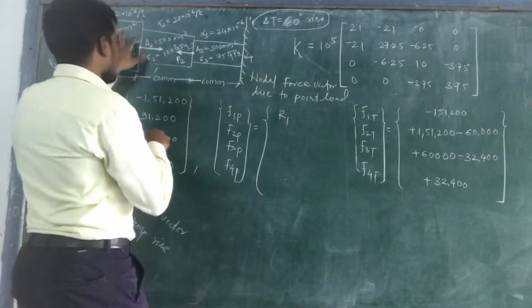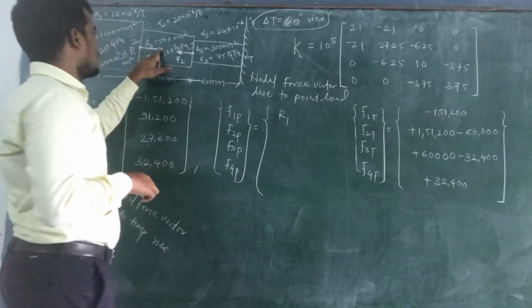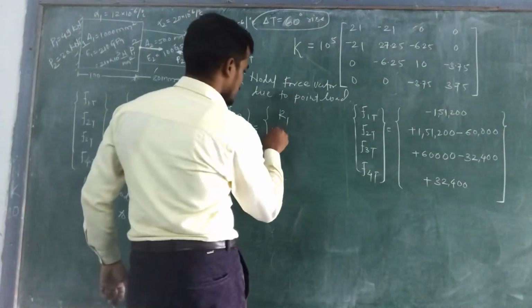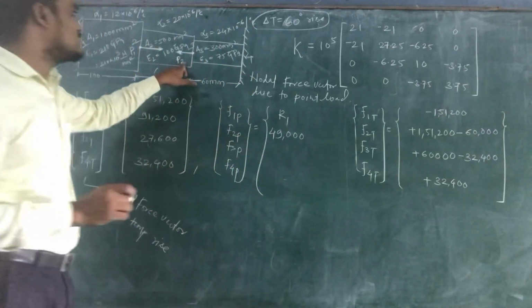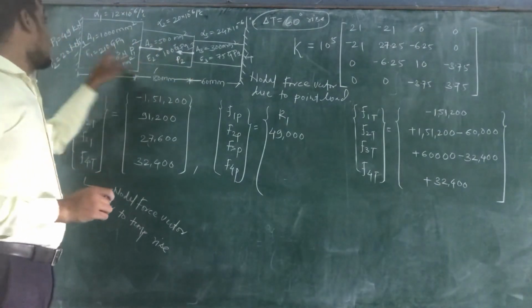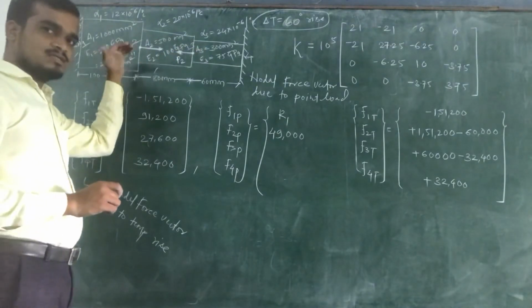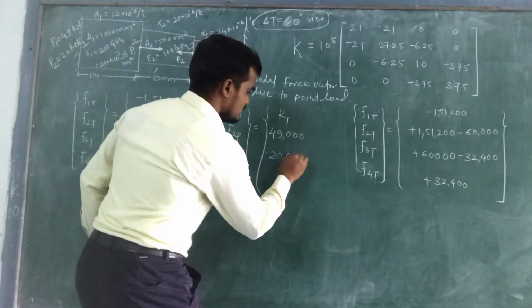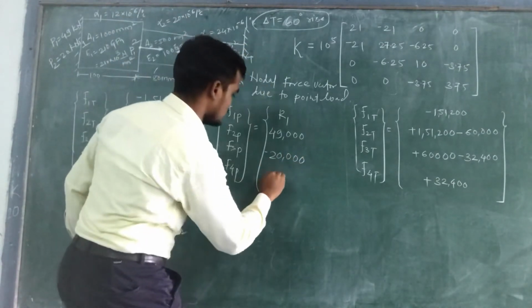For the second node, this P1 is given. P1 is equal to 49 kilonewton, so P1 is equal to 49,000 newtons. For the third node, this P2 is given, but P2 is acting in the opposite direction. It is 20 kilonewton, but since it is acting in the opposite direction, we need to take it as minus 20,000 newton. And for the fourth node, there must be some reaction, so it is equal to R.